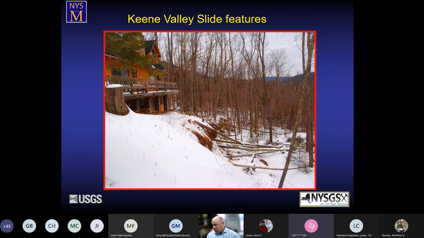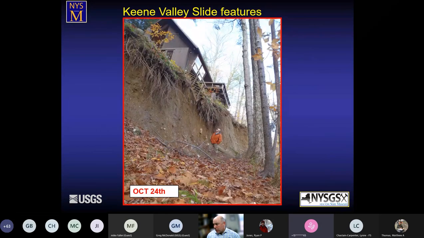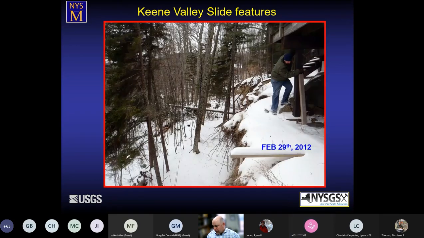Again, another example of the scarp that developed, looking off towards Giant Mountain to the east. And again, some of the slides showing the propagation of this head scarp that developed. So this is May 11th. There's a set of stairs, which will be referenced again in the future here. And again, this is October 24th. So this slide was really dropping and moving throughout the early summer months when it was pretty active. And again, February 29th of 2012, seemingly somewhat stabilized this location.